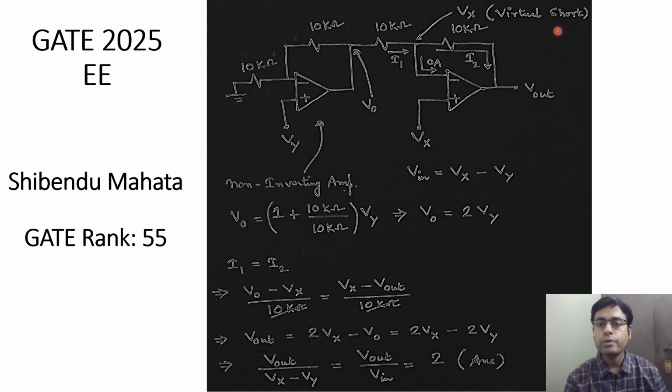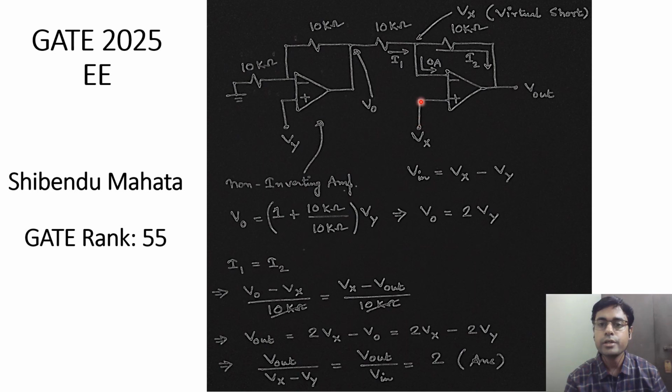Now, when we look at this second op amp, there are multiple ways of solving it. We could have used the superposition theorem also, but here we have gone for the nodal analysis method. Because the op amp is an ideal one, the voltage at the negative input terminal is the same as the voltage at the plus input terminal, due to the concept of virtual short.